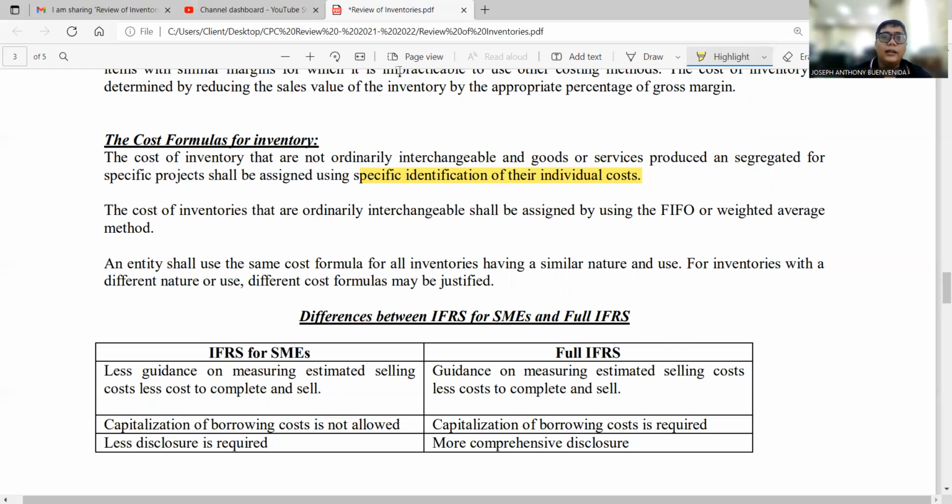There is one more, but it is no longer used or allowed by the standard: the LIFO, last in, first out method of recording inventory. It is obsolete and no longer allowed by the standard for businesses. But for book purposes, for theory and lecture purposes, we show what the LIFO method is. The entity shall use the same cost formula for all inventories having a similar nature and use. For inventories with a different nature or use, different cost formulas may be justified.